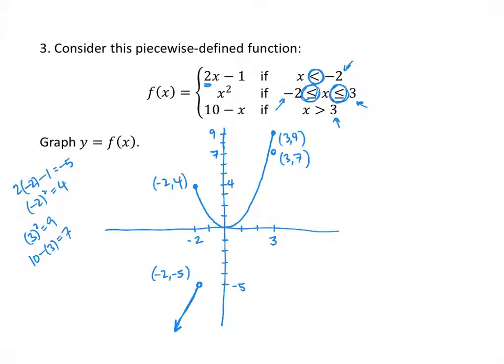So it looks like that. And then beyond, to the right of the point -3, 7, I've got a line with slope -1, and that means that the line is going to go down as I go to the right. And so that's what my function looks like.